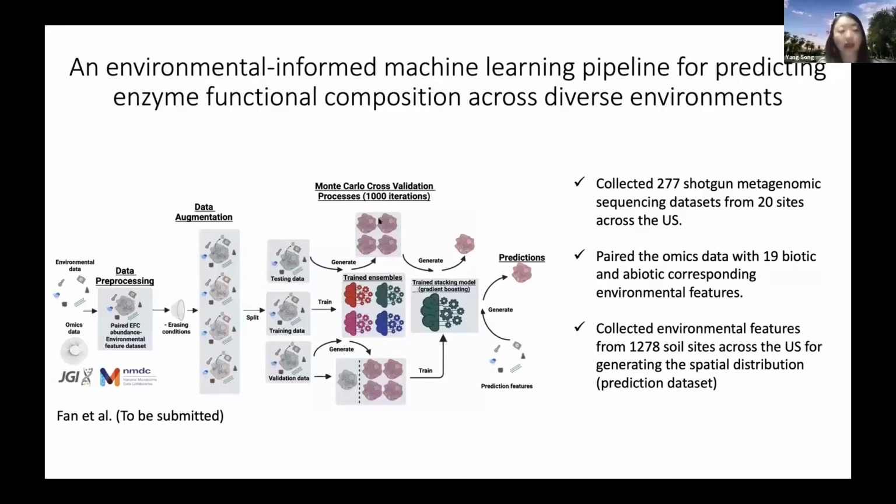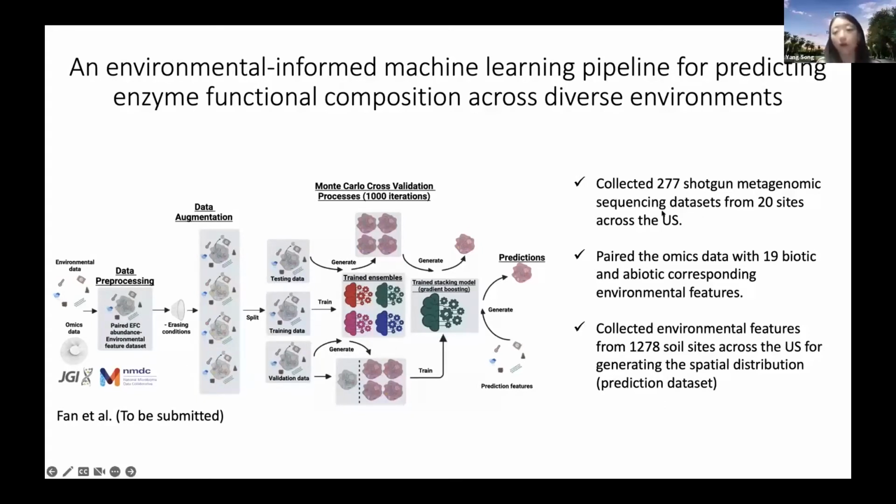We use this as our training and evaluation data: the paired omics information with the paired environmental information. We train our machine learning pipeline. This machine learning pipeline has two properties. The first is that we introduce a data augmentation approach.